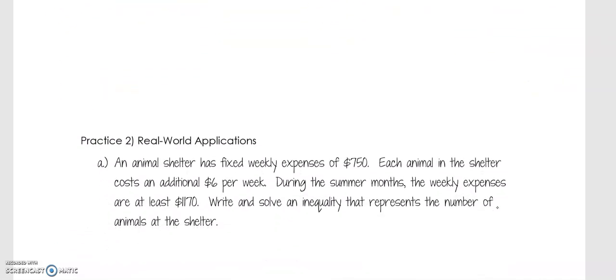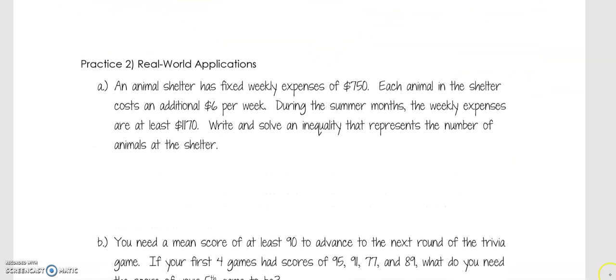Okay, so let's just check out some word problems here. This first word problem says, an animal shelter has fixed weekly expenses of $750. So that's a flat fee. Every week, that's how much they spend. Each animal in the shelter costs an additional $6 per week. So that's how many animals there are going to each cost $6 per week. During the summer months, the weekly expenses are at least, this is really important, at least $1,170. Write an inequality and solve the inequality that represents the number of animals at the shelter.